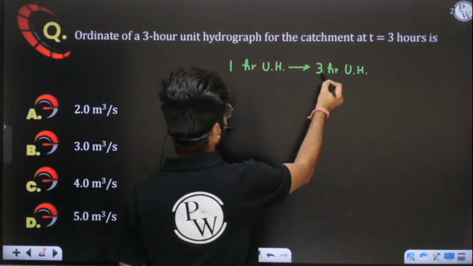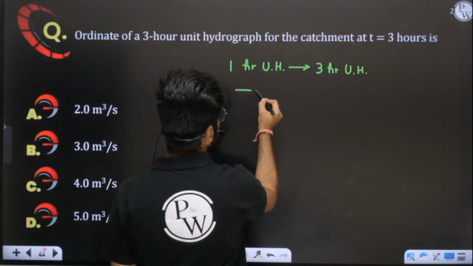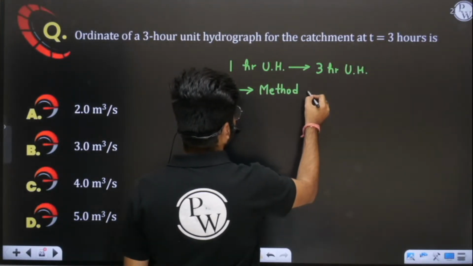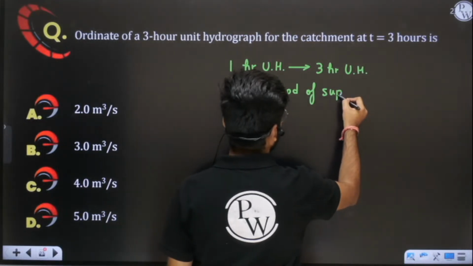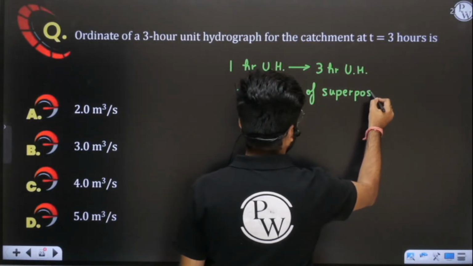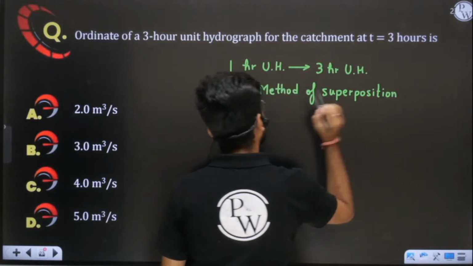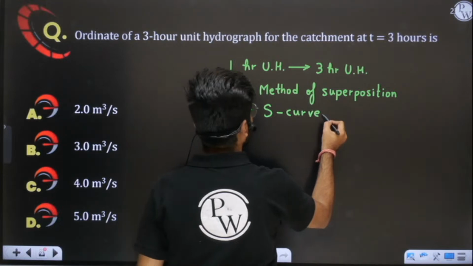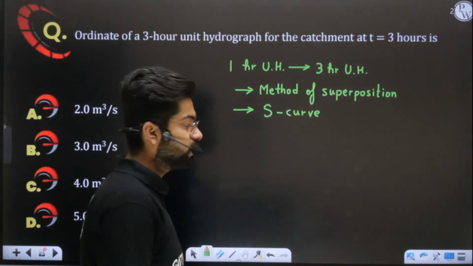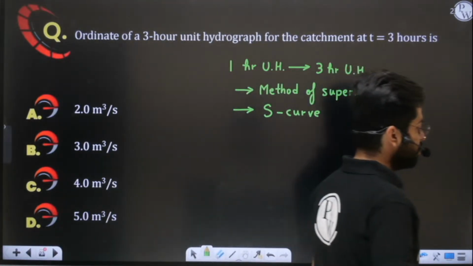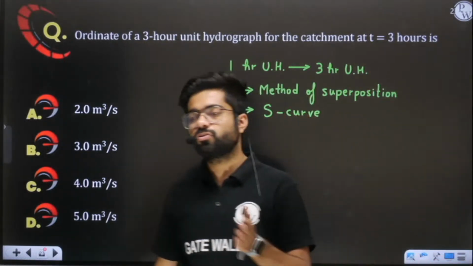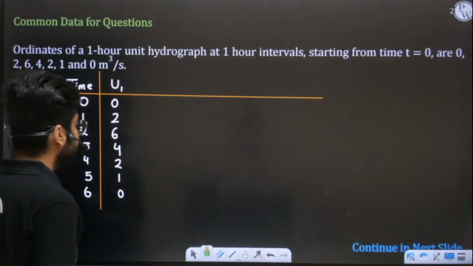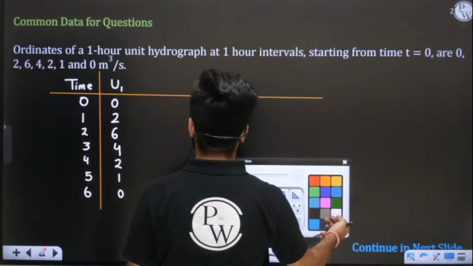But sir, if I want to convert 1 into 3, it is a multiple, so we have both options. We can convert this 1 hour unit hydrograph into 3 hour by using method of superposition, and I can also convert it using S curve. Now you tell me which method should I use in this one. It's up to us.